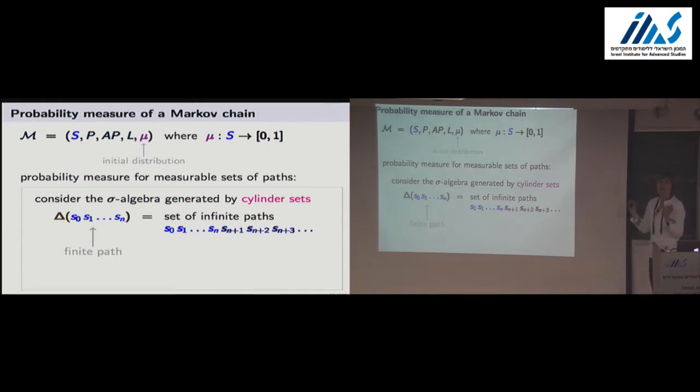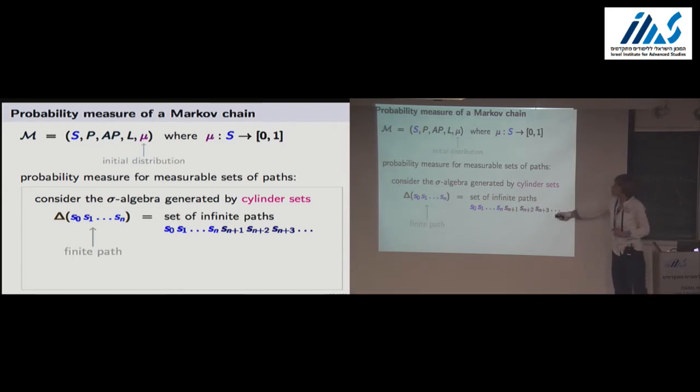So we take a finite path, by which I simply mean a sequence of states that you can get when taking edges in the underlying graph. Then the cylinder set means the set of all infinite paths that start with this particular prefix, and from then on you can continue in an arbitrary way.